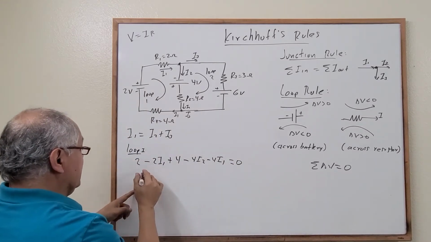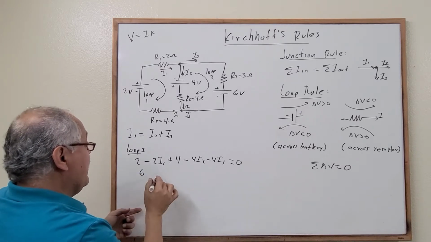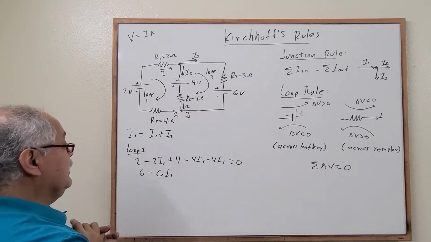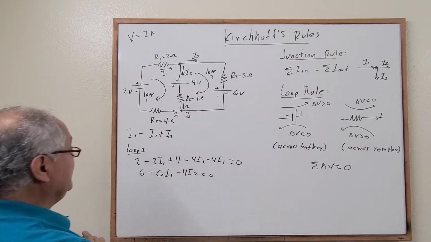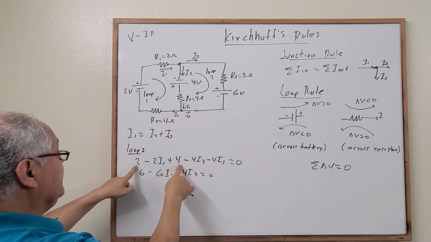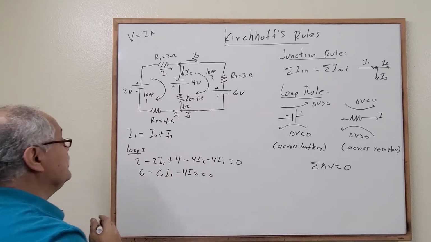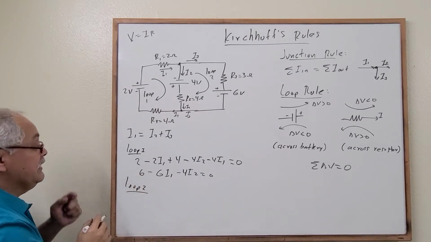We can say this is 6, right? 6 minus 6 current 1 minus 4 current 2 equals 0, correct? Okay, let me see if it's correct. It's going to be 6, correct, negative 6. It looks like it's fine. Equals 0. Now let's go to loop 2. Loop 2, perfect, the same thing.